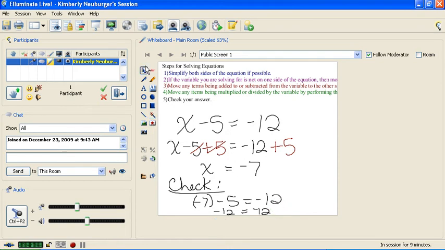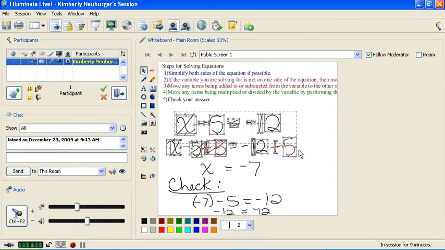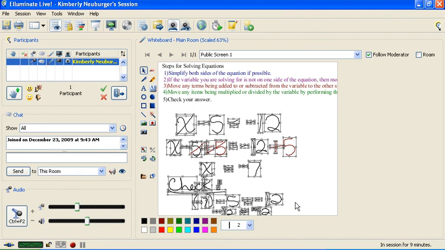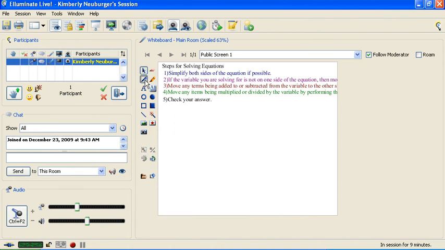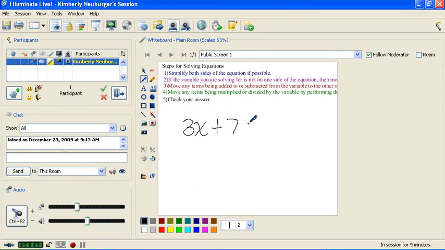Now that particular problem only needed one of these steps. Let's take a look at a problem that has a little bit more involved, that uses more of them. Let's say that we have 3x plus 7 equals -5.